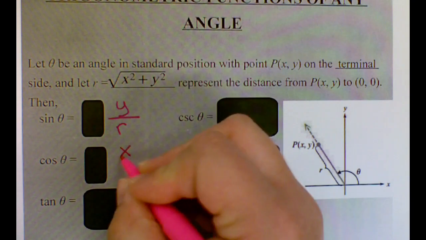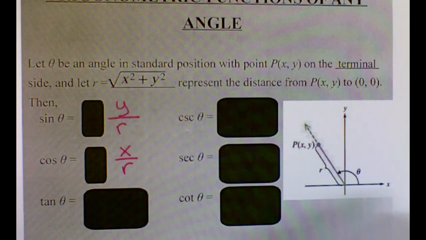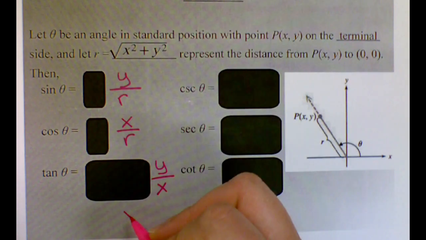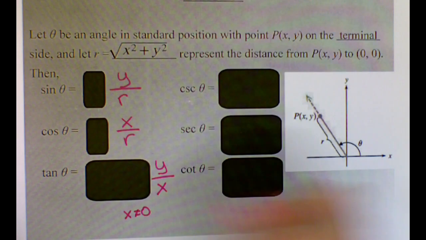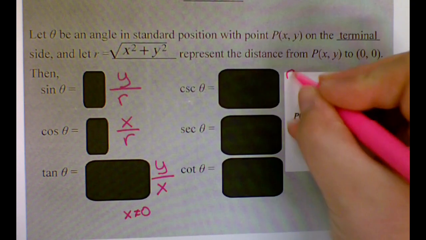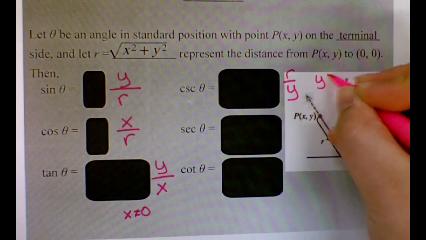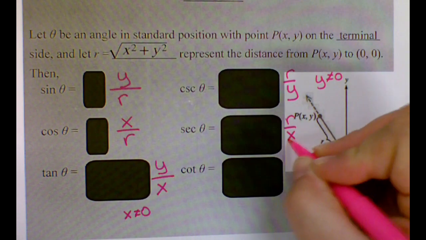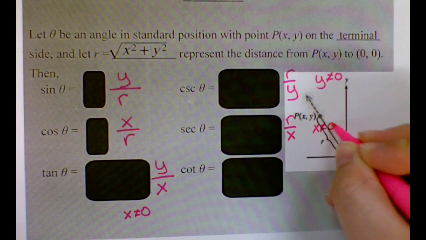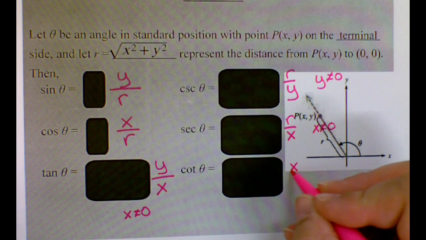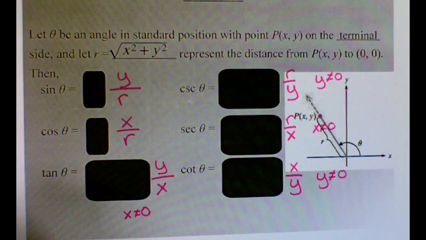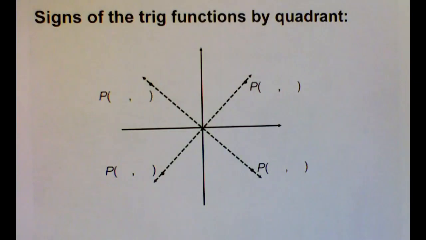So that means cosine is x over r. Tangent is y over x, but remember that x can't be 0. Cosecant is r over y, but remember that y cannot be 0. Secant is r over x, but x can't equal 0. And cotangent is x over y, but y cannot equal 0. So very similar to what we were doing before, with the added step of finding an r value.